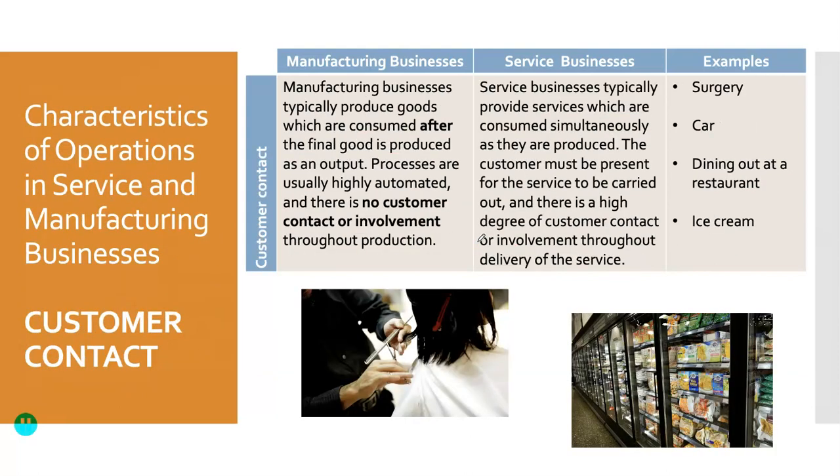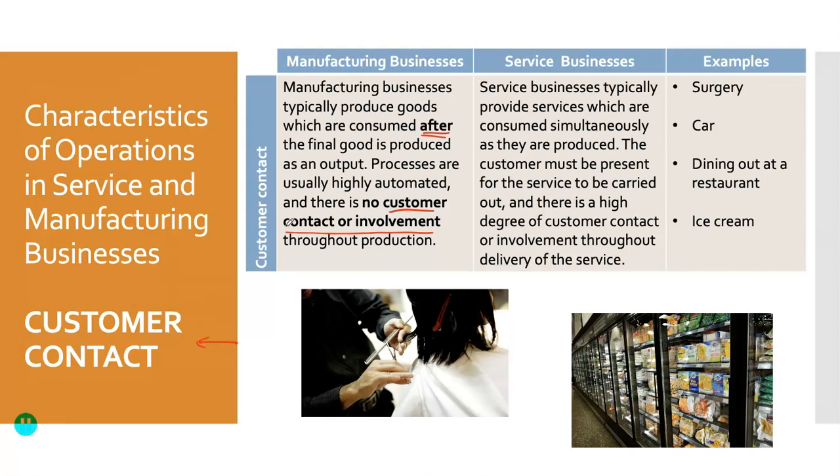And then we come to our next key characteristic difference, and that is the level of customer contact. Manufacturing businesses typically produce goods which are consumed after the final good is produced. This means the processes are highly automated and there's no real customer contact or involvement. You might remember from previous videos I've used chocolate as an example. You don't really have customers walking through the factory giving advice in the process. Yes, they do buy the good and interact then, but they're not involved in the actual processes.